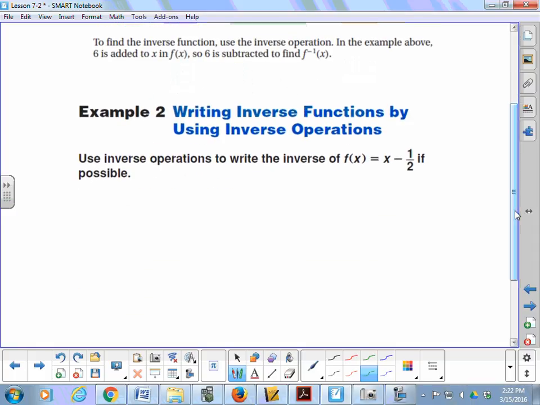All right? So here we've got using inverse operations to write the inverse of f of x equals x minus 1/2. So we'll say f inverse of x equals, all right, and what is the inverse operation of subtracting 1/2? Okay, adding 1/2. So the inverse of x minus 1/2 would just be x plus 1/2. And yes, it's that simple.